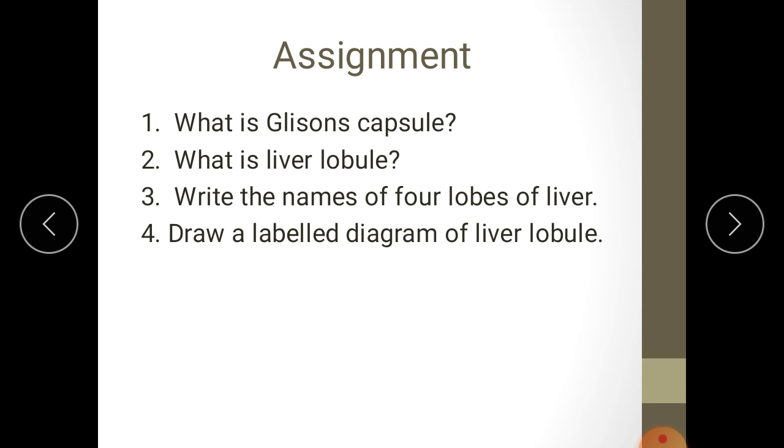So at the end of this chapter, we can come to the assignments. What is Glisson's capsule? What is a liver lobule? Write the names of the 4 lobes of the liver. Draw a labeled diagram of a liver lobule. I have shown you the structure of the liver lobule. That diagram you have to draw. Okay, thank you.